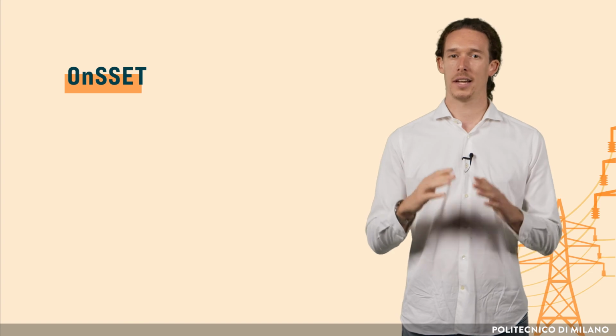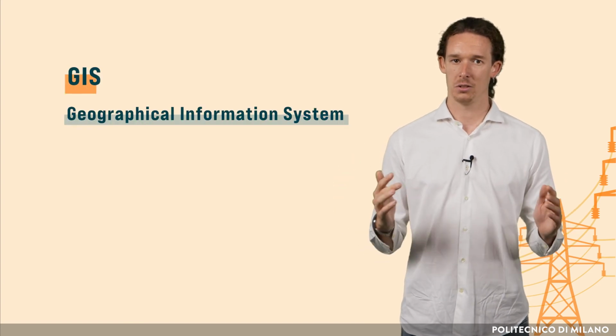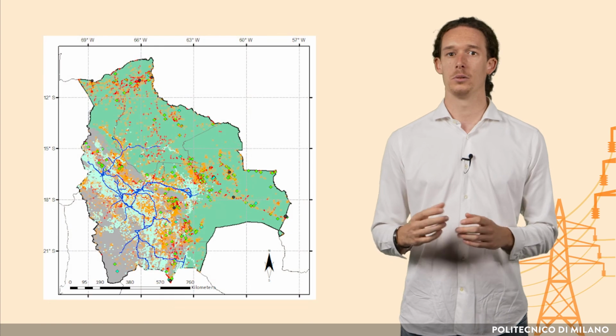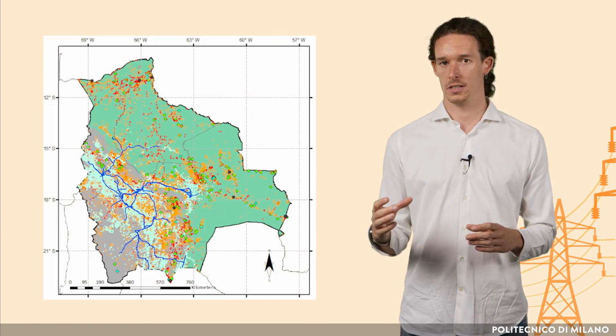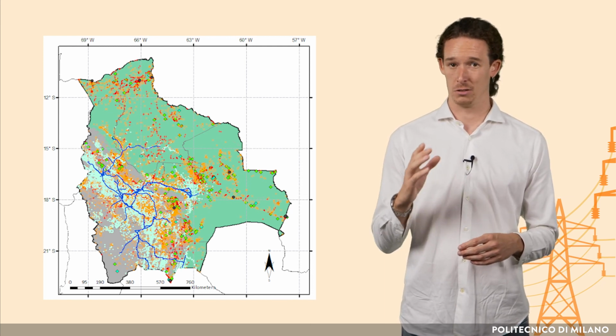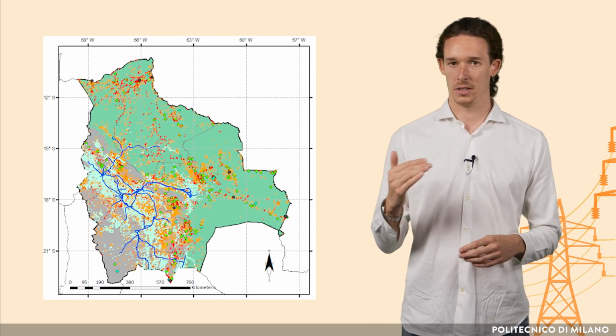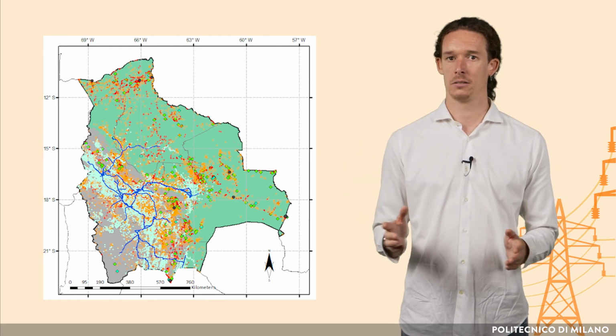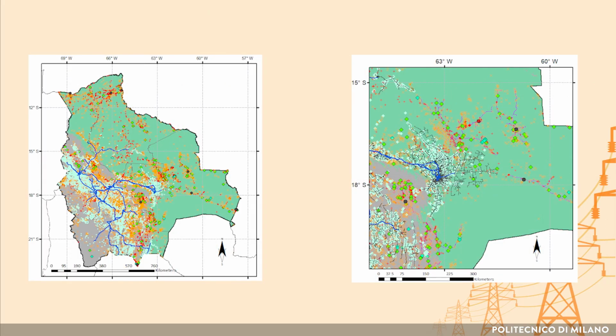Finally, the last example of another category of models is represented by ONSET. It belongs to the category of geospatial electrification models. This category of models works over a geographical information system, or GIS, to provide snapshots of least-cost technological solutions for providing access to electricity to rural communities not connected to the national grid. In the example shown here, we can see the case of Bolivia, and each colored point represents a different technology: different kinds of mini-grids, standalone systems, or connection to the main grid.